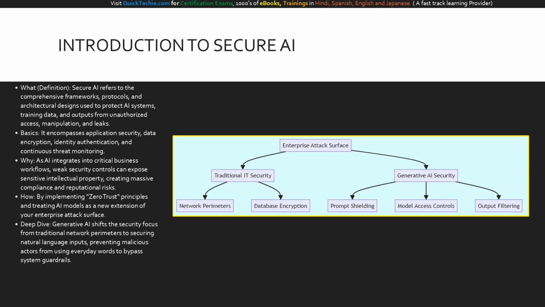Because as generative AI is rapidly integrated into our core business workflows, weak security controls can expose sensitive intellectual property, leading to severe compliance violations and reputational damage. How do we prevent this? We start by applying zero-trust principles to every AI interaction.